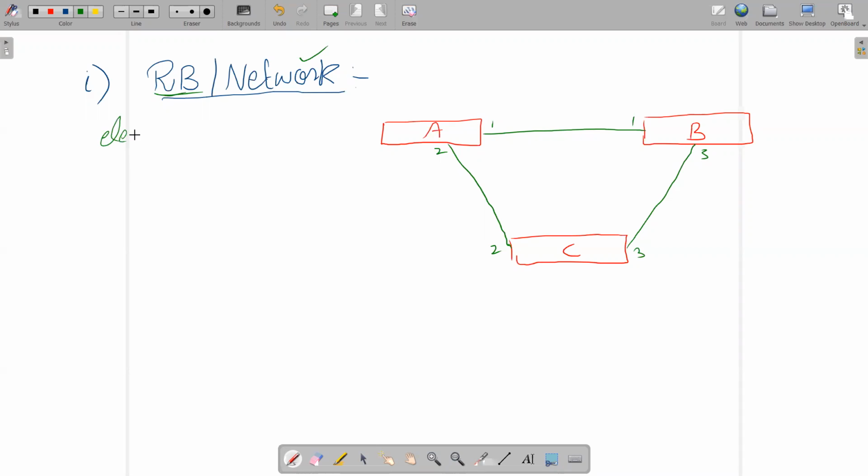Then there will be an election. We conduct an election to elect a root bridge. And what should be the criteria for the election? First, check the priority, compare the priority. By default, every switch has a priority, and this is an integer value. By default, the priority of every switch is 32,768.